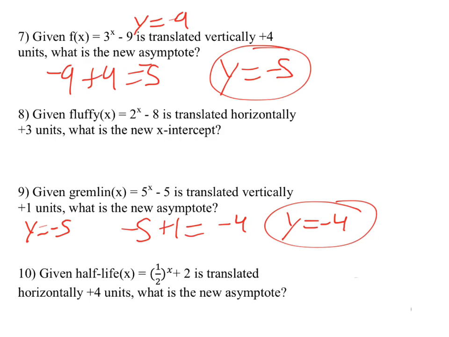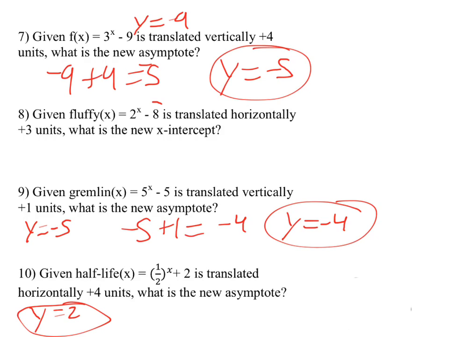And then on 10, this is going to be your starting asymptote of y equals 2. And if you move horizontally 4 units, like if you take an exponential function and you move it to the right, the asymptote doesn't change. And so we're going to get just y equals 2 for this asymptote.